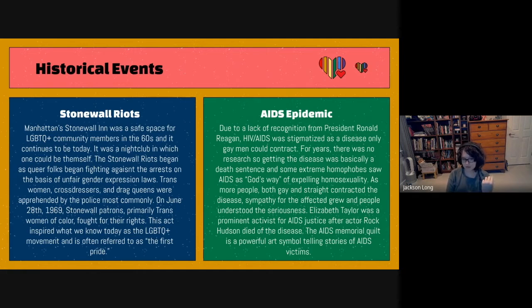Manhattan's Stonewall Inn was a safe space for LGBTQ+ community members in the 60s, and it continues to be today. It was a nightclub in which one could be themselves. The Stonewall riots began as queer folks began fighting against the arrests on the basis of unfair gender expression laws.